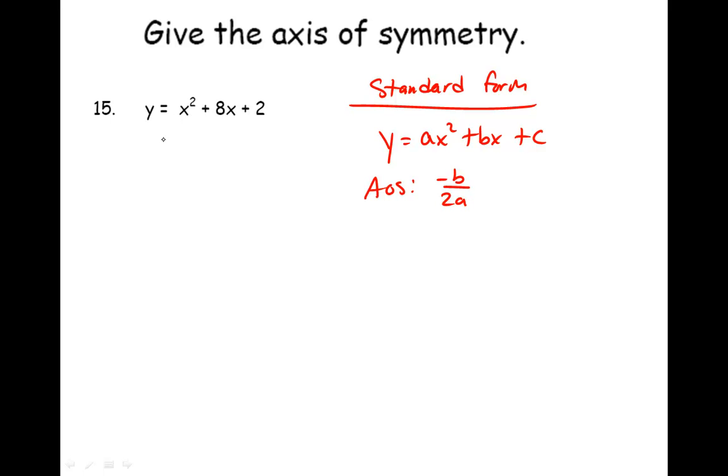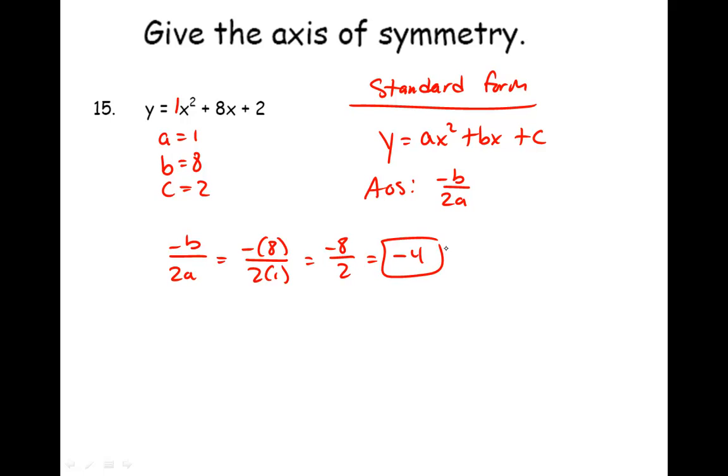So in this particular case, the a is equal to 1 because there's a 1 in front of the x squared. B is equal to 8 because that's the number in front of the x. And c is equal to 2. So we use these values and we plug them into our formula. Negative b over 2a is equal to negative 8 over 2 times 1, which is negative 8 over 2, which is equal to negative 4. So the axis of symmetry on number 15 in standard form using our formula is negative 4.